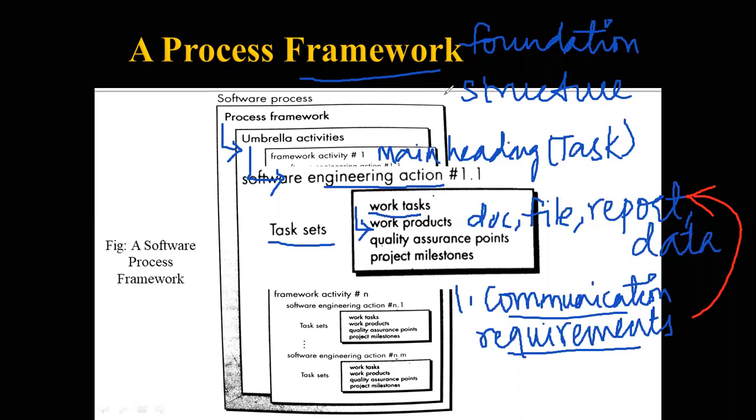Then the next one is quality assurance points. As I told you, ensuring quality is the main criterion, because if you do not have a best quality software, then it won't be able to survive in the market. So that you gain profit from the software, it is necessary that you have the best quality software. That is why you're going to ensure the best quality.